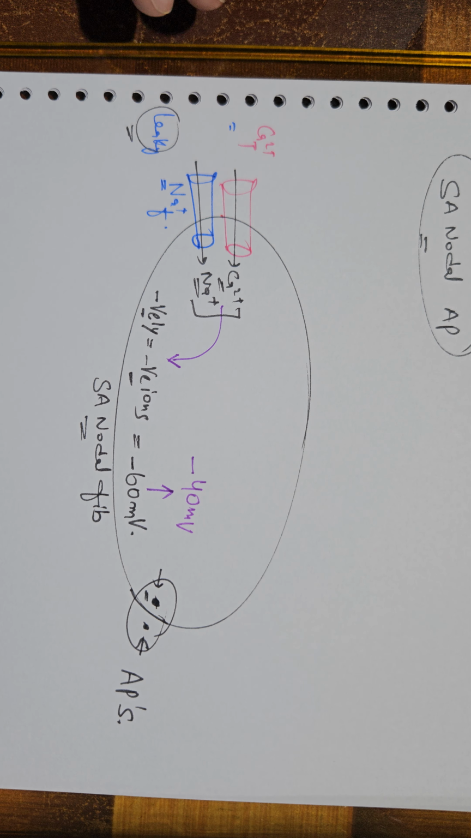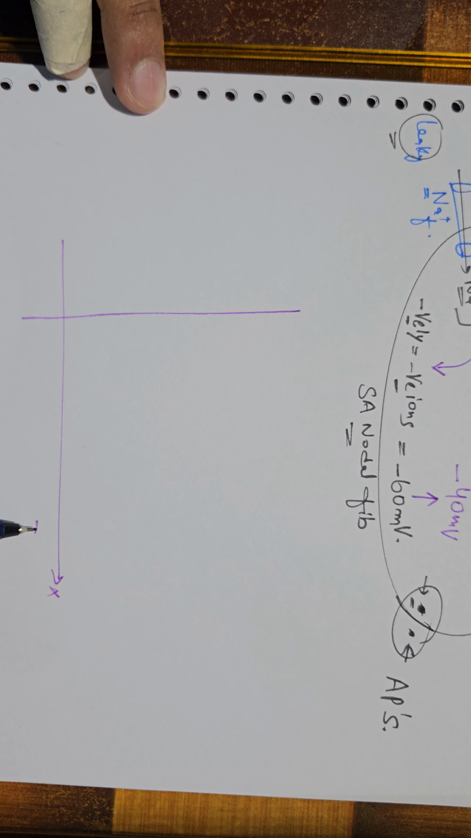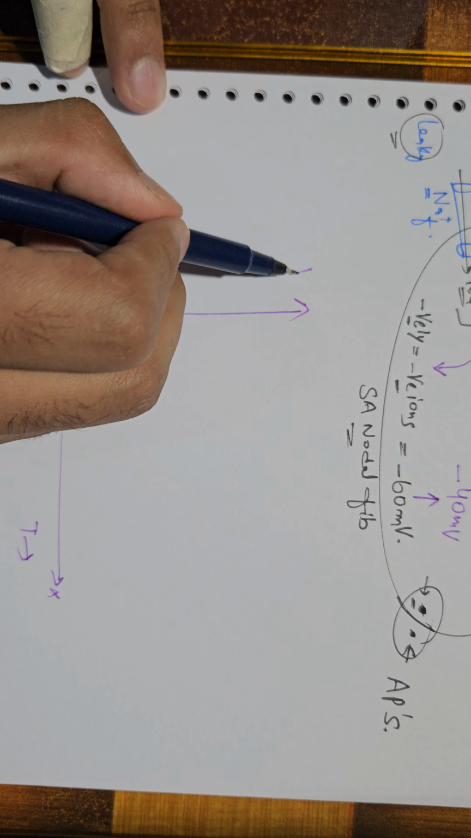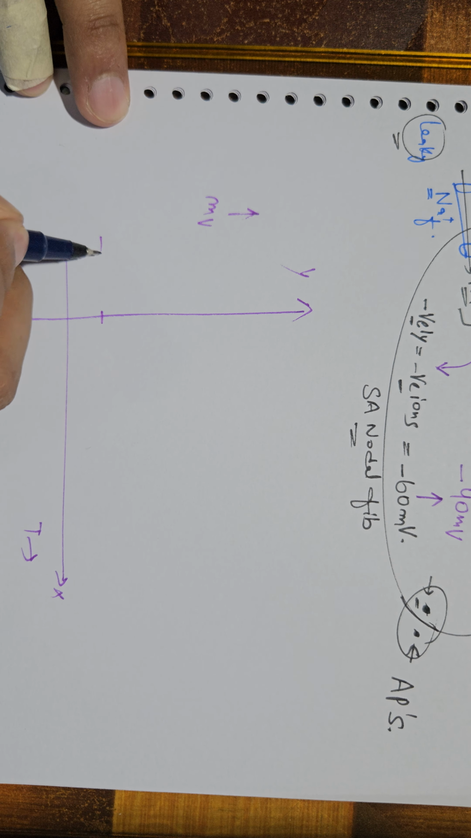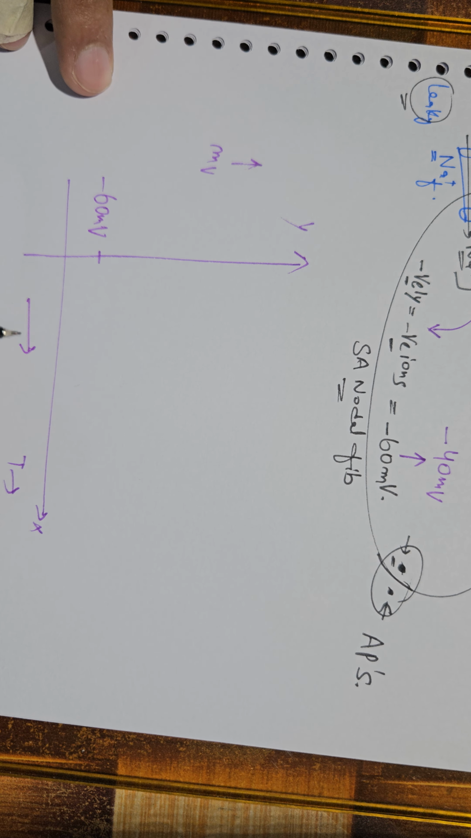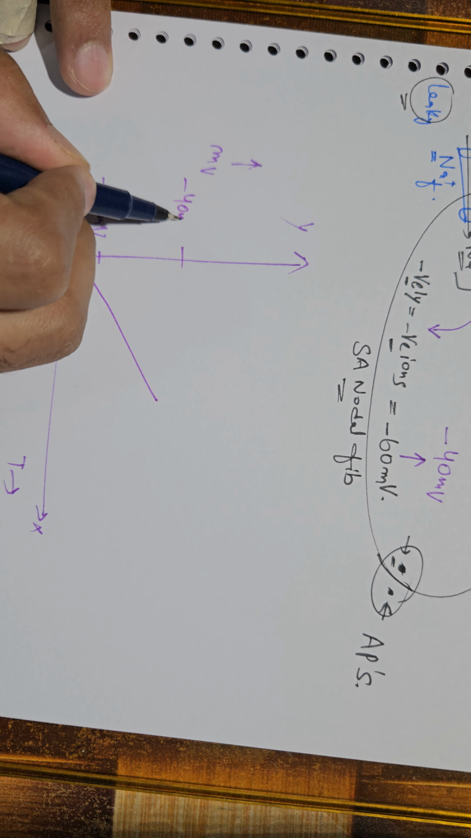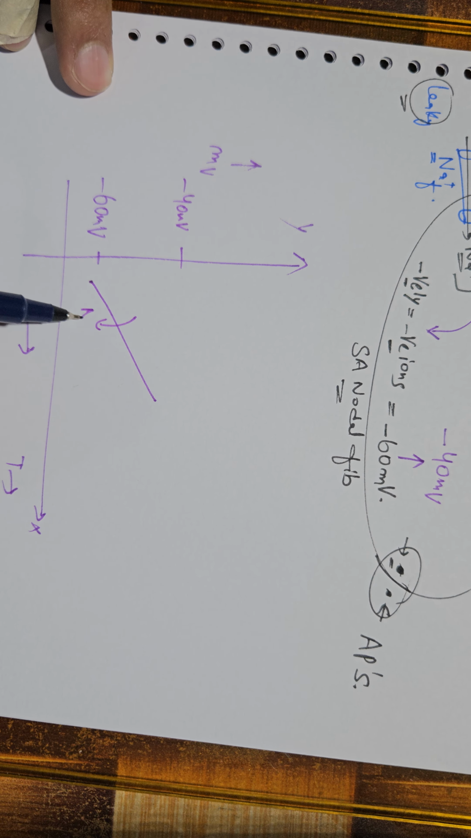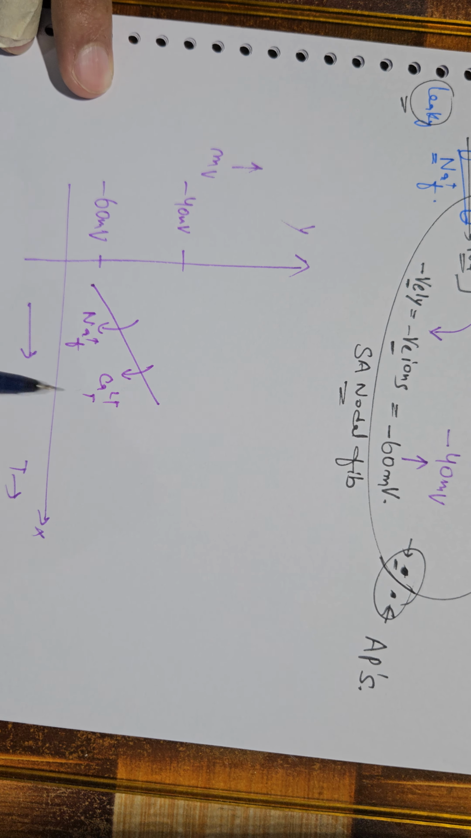Is that clear? Now I will show you this statement diagrammatically. Let's suppose on the x-axis we have time, and on the y-axis we have millivolts. This is the action potential of the SA node. Initially the potential was minus 60 millivolt inside of the fiber. As time passes, this minus 60 millivolt becomes minus 40 millivolt because of the entry of sodium through sodium funny channels, and because of the entry of calcium through calcium T type channels.